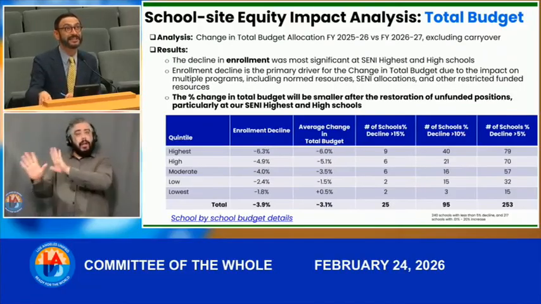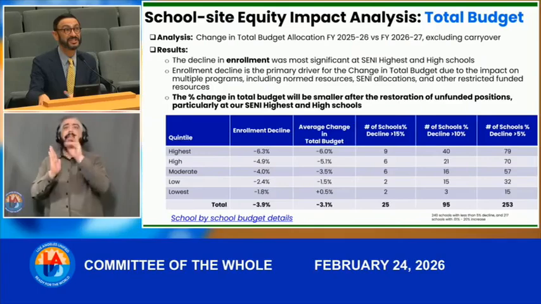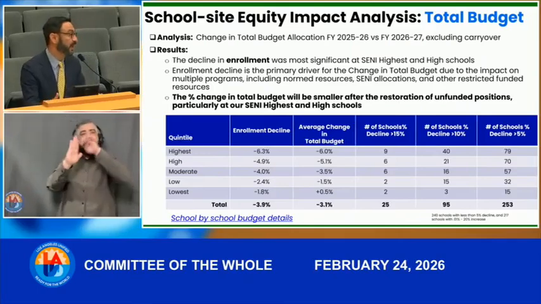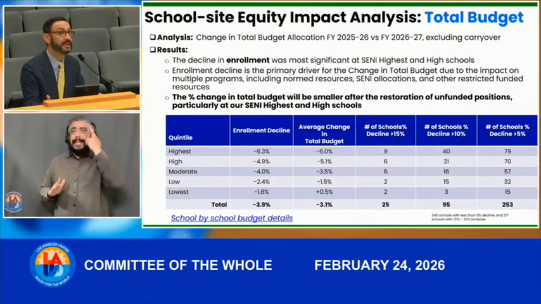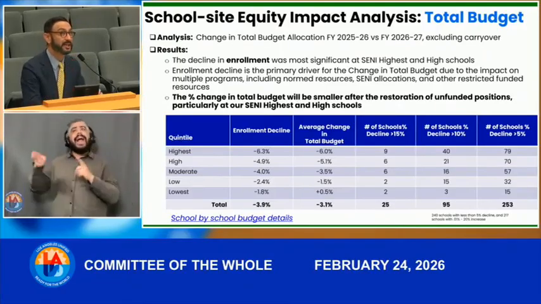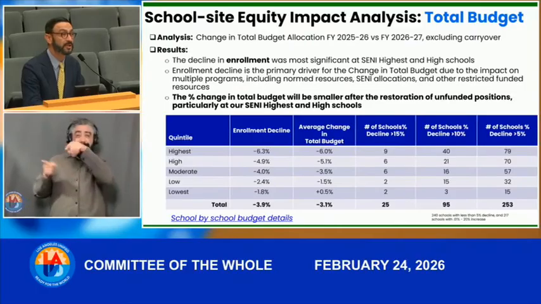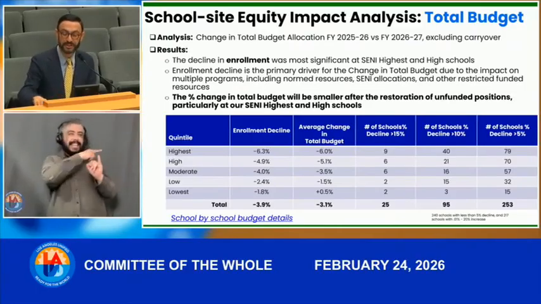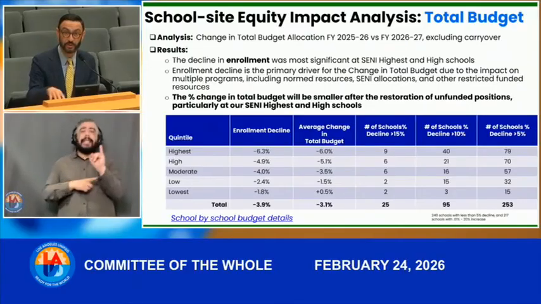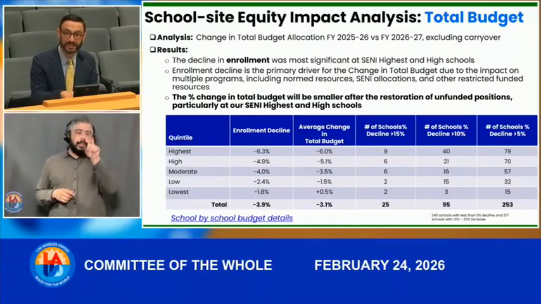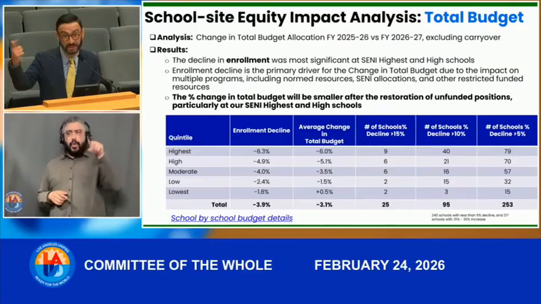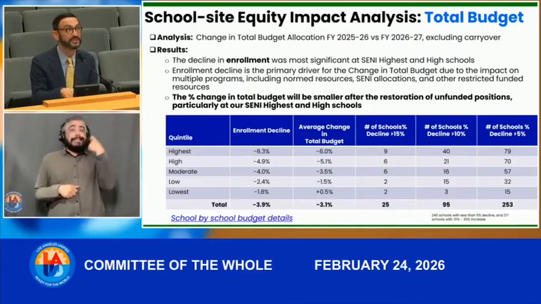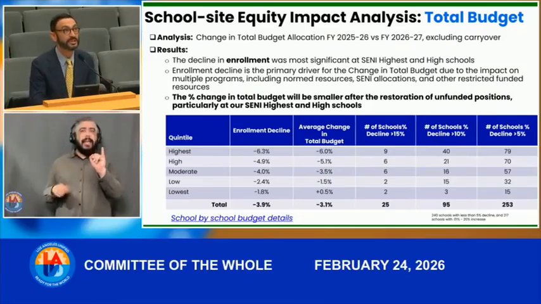Enrollment decline is the primary driver, and what we see is that enrollment decline is the most substantial at our highest need schools. And that's what you see in that table below. In the first column, this is organized by semi-quintile. These are the most recent semi-quintiles, the SENI rankings that were used to determine SENI allocations for next school year. So these are the very latest SENI rankings and the schools within each of these quintiles.